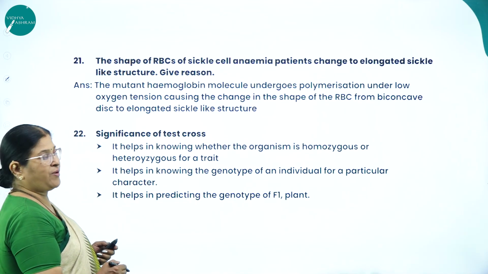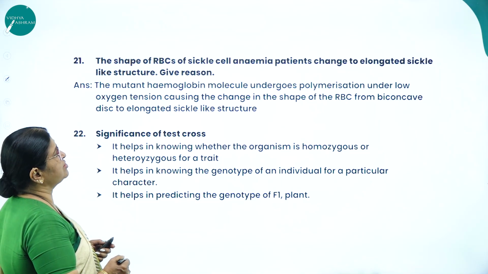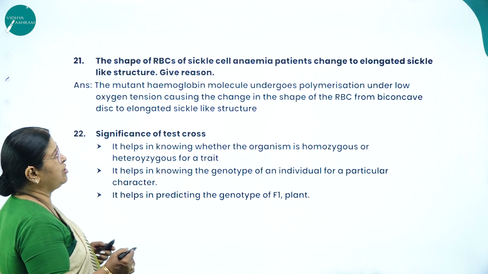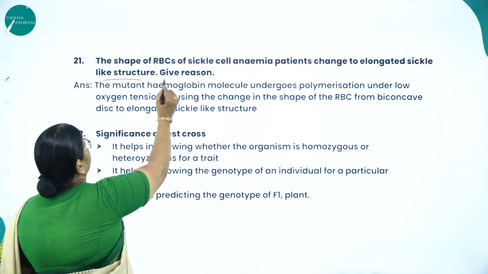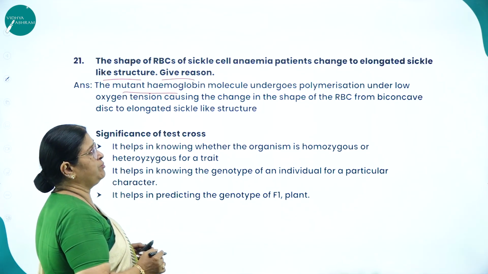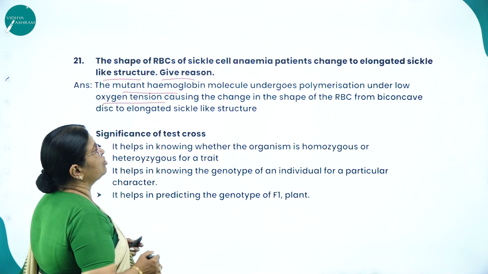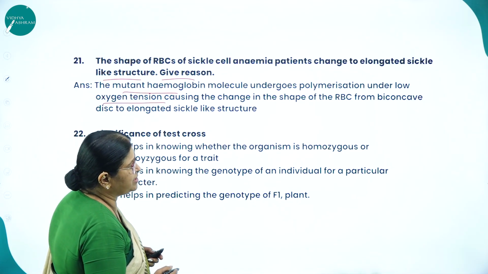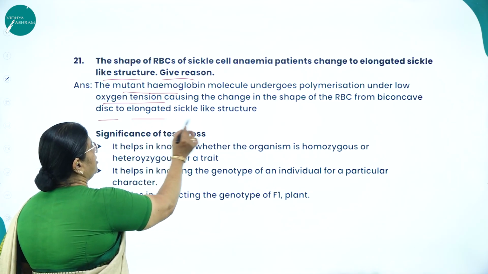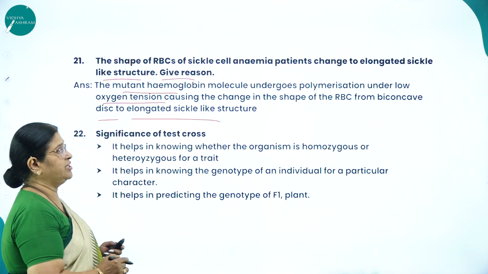Now, 21st question. The shape of RBCs of sickle cell anemia patients changes to an elongated sickle-like structure. Give reason. Why? The mutant hemoglobin molecule undergoes polymerization under low oxygen tension, causing the change in the shape of the RBC from biconcave disc to elongated sickle-like structure.